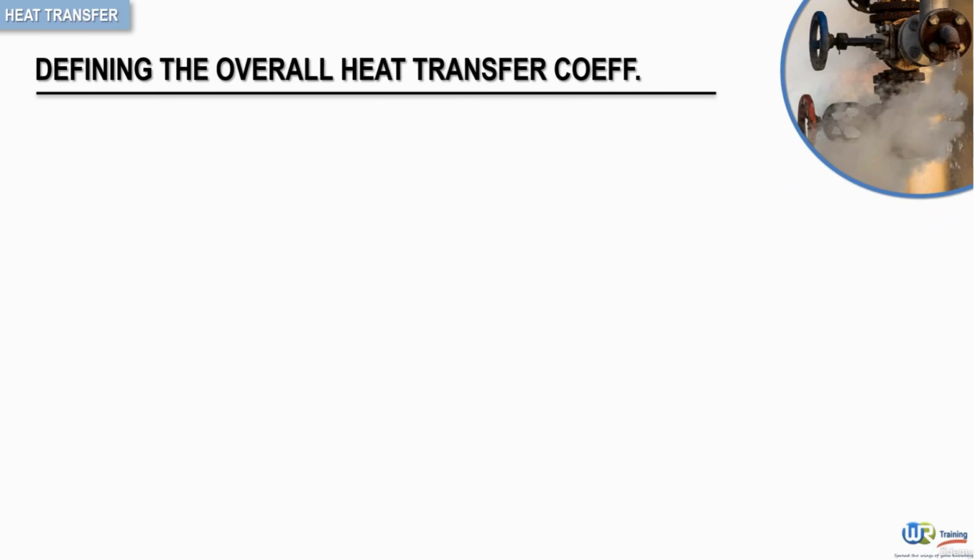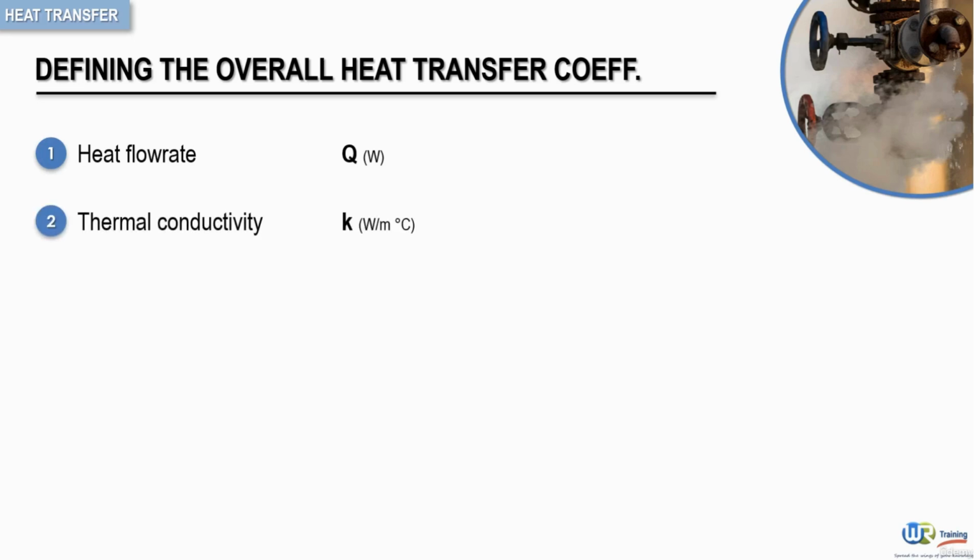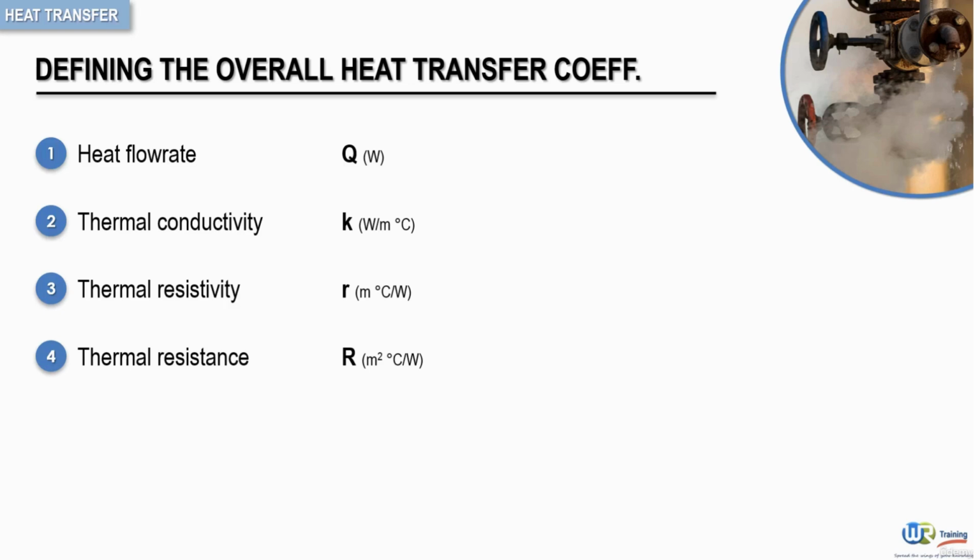Okay, now to begin our discussion, please keep in mind the 5 most commonly related terms associated with the subject of heat transfer are heat flow rate, thermal conductivity, thermal resistivity, thermal resistance, and thermal transmittance. In this section, we will describe each one of them and how they are related to each other.